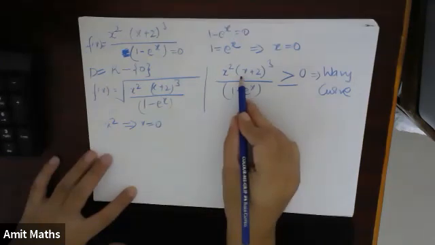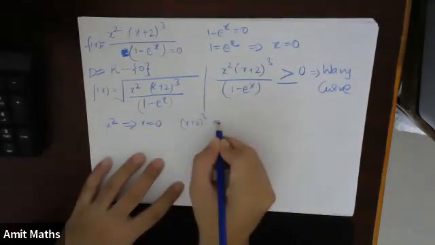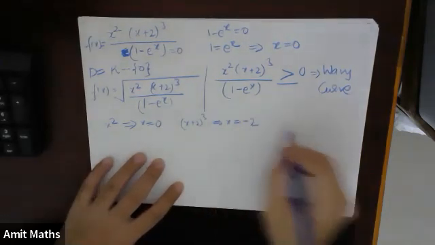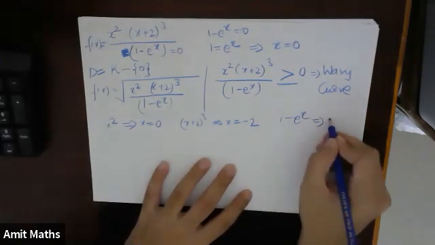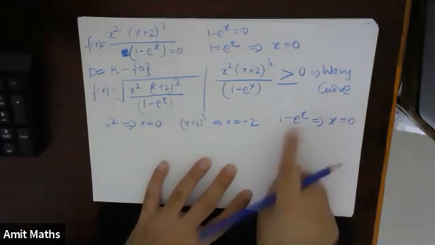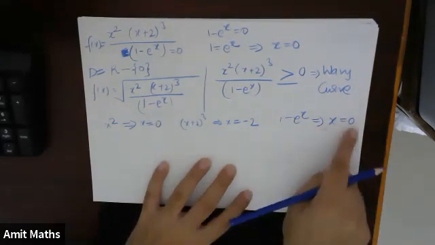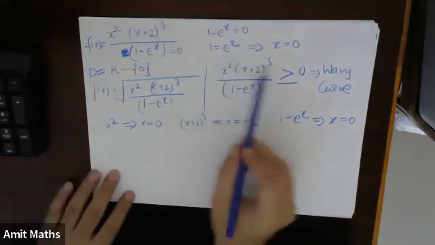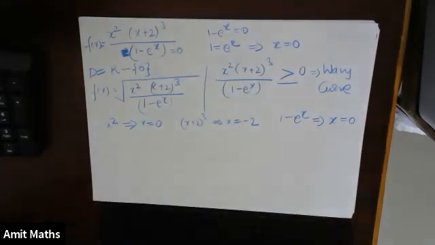Okay. For (x+2)^3, the critical point is x equals minus 2. And for 1 minus e to the power x, the critical point is x equals 0. Why? Because when I substitute x equals 0, this becomes 1 minus 1, which is 0. Understood? So for these three different parts, I have found the critical points.